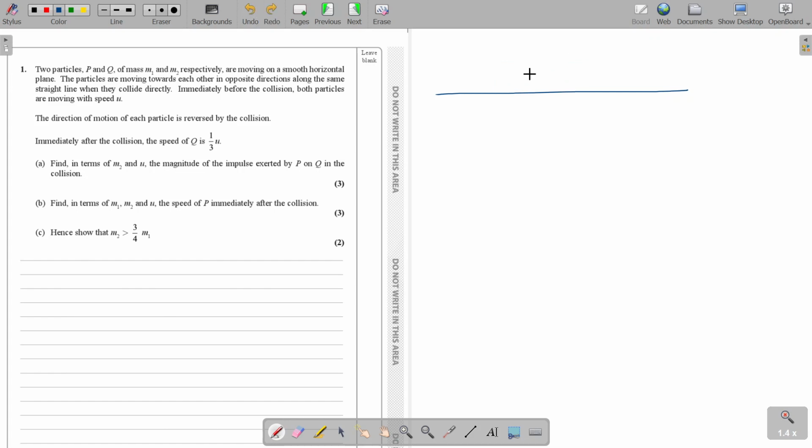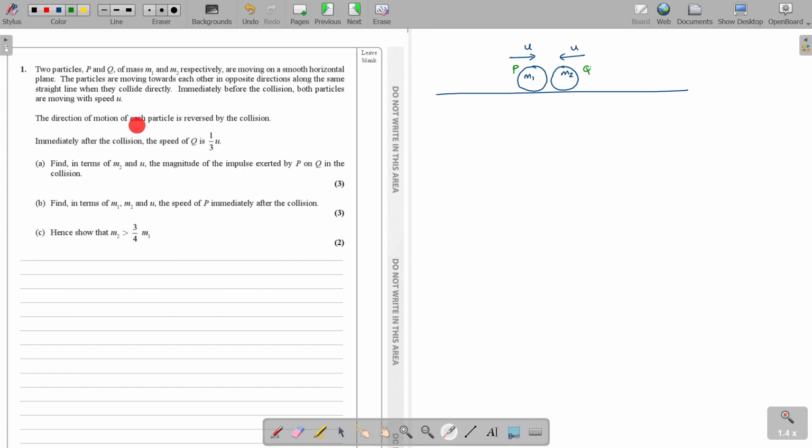Okay, immediately before the collision, shall I draw the particles? Both of the particles are moving towards each other with speed u. This one's mass is m1, this one's mass is m2. The two particles are named P and Q, right? So I'm marking everything on the diagram, including the speed u.